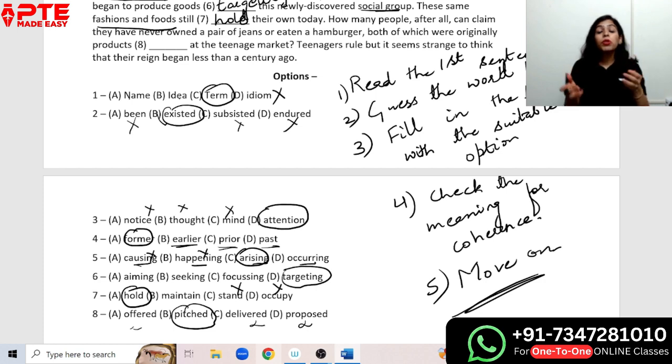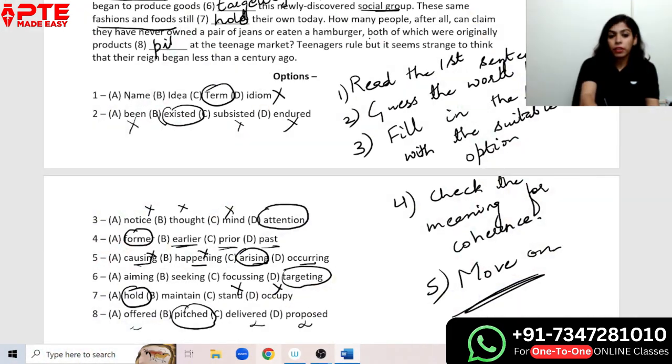These were the products which were available at the teenage market only in the beginning years. Later on, these got so famous, and products like such are available everywhere. But initially, products like a pair of jeans and hamburger were available only at the teenage markets. So, pitched at the teenage market.